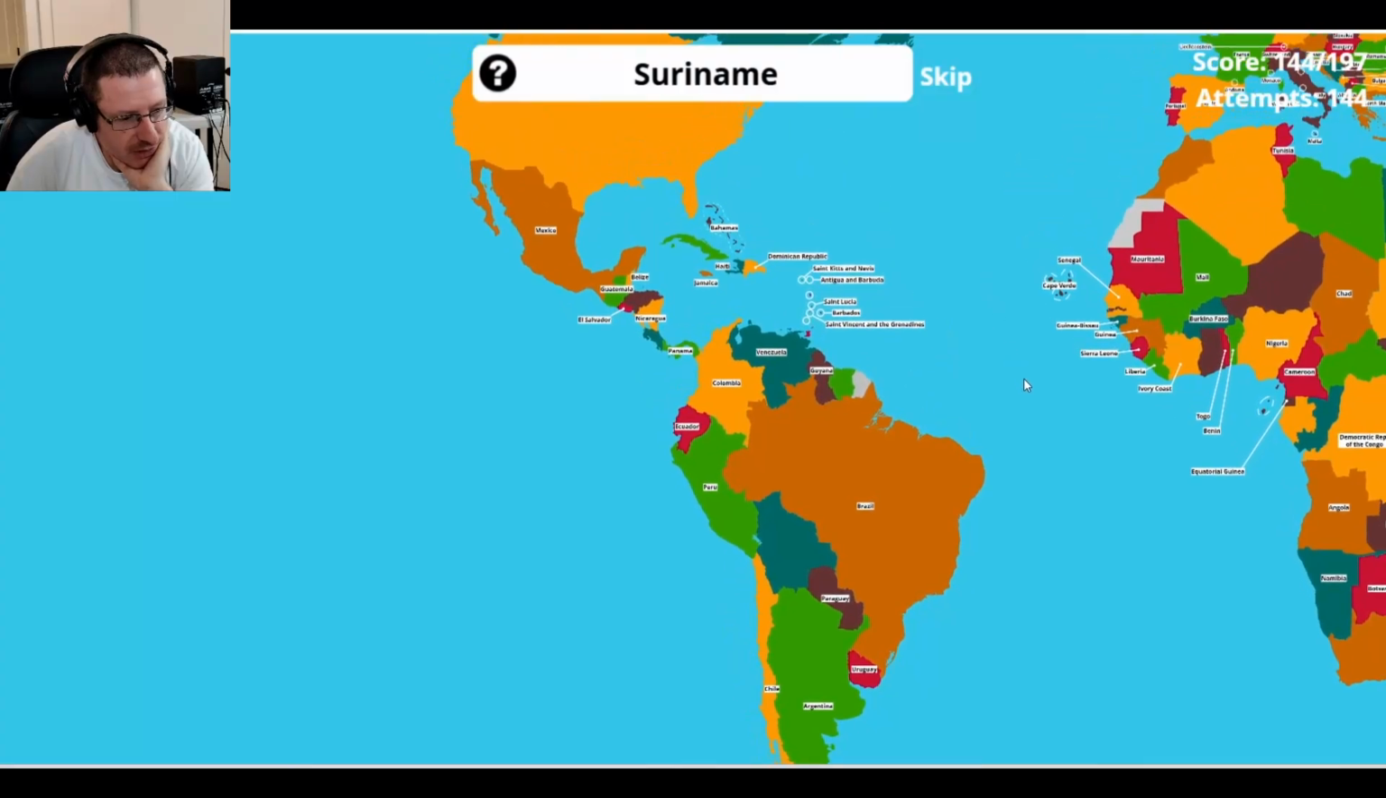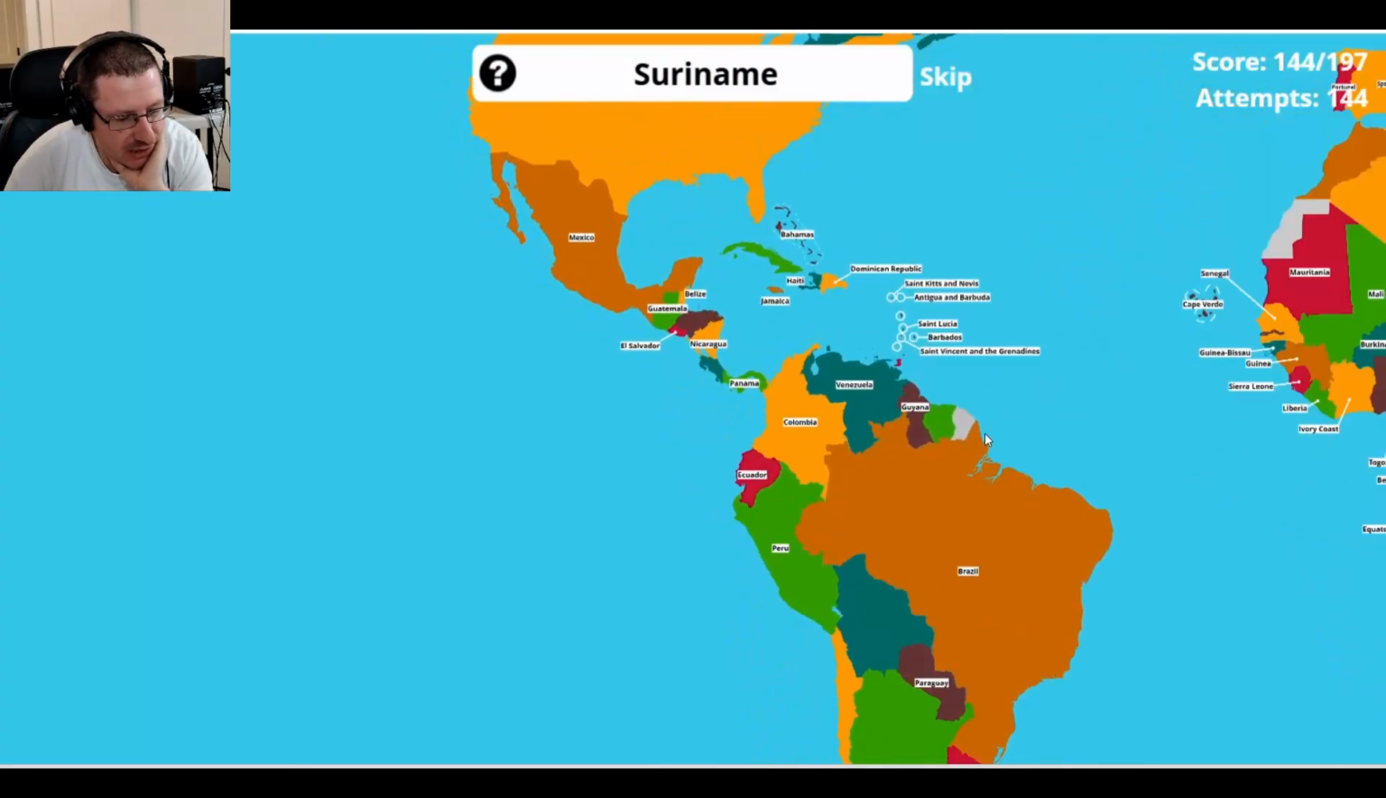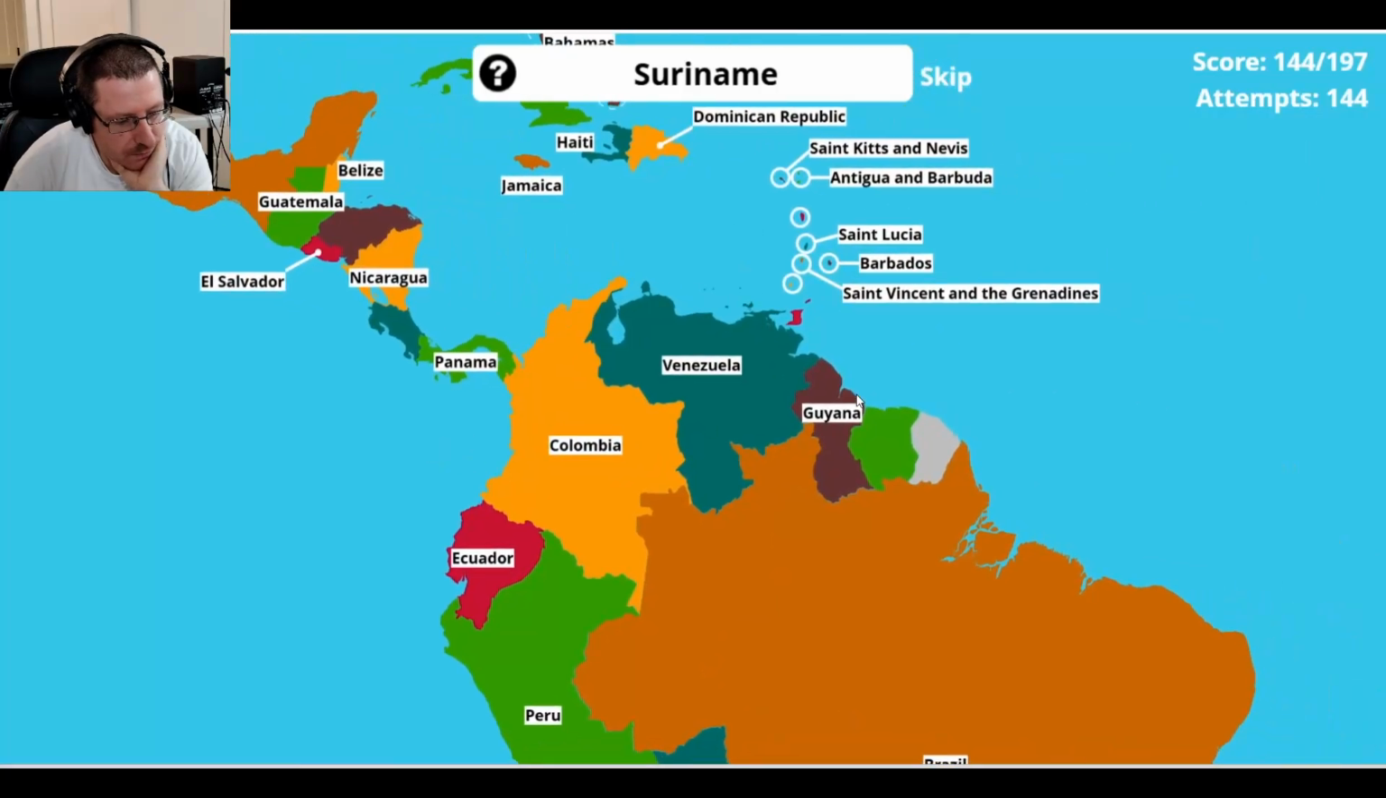Suriname, or Suriname. I say Suriname. It could be wrong. Suriname is right here. It is the most forested country in the world. I think 95% of Suriname is forests.